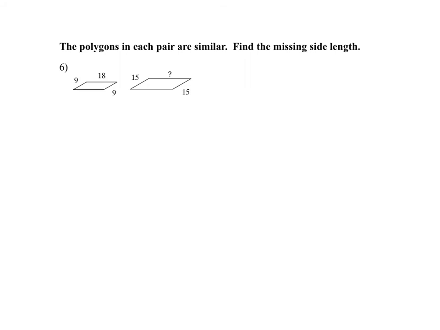Polygon in each pair are similar, find the missing side length. So now I want to find my missing side, this one right there. In this case, I'm going to write a proportion. So I'm going to go 9 over 15 equals 18 over, let's name that one A, over A. I can start by simplifying that fraction. So I have 3 over 5 equals 18 over A.